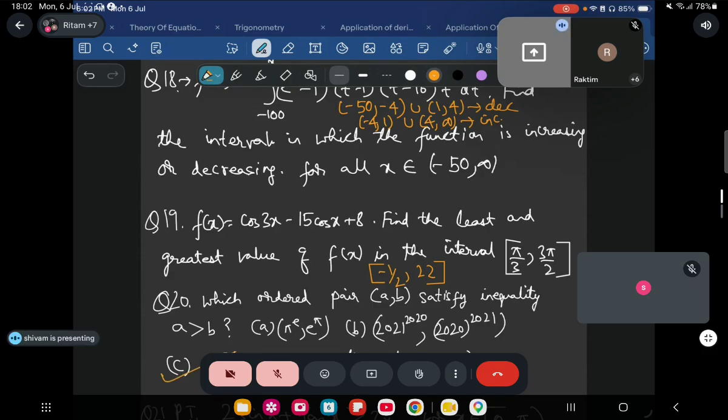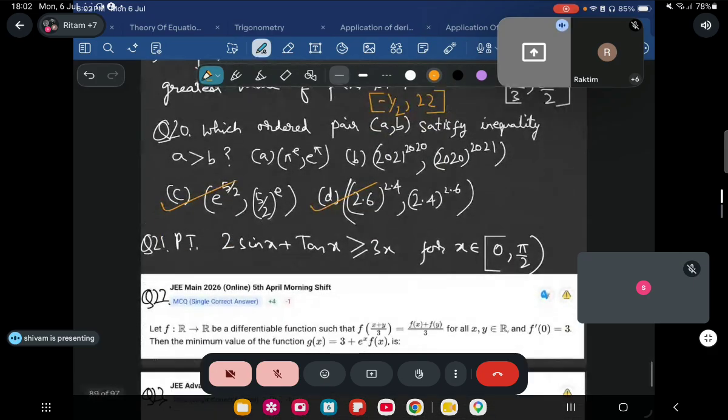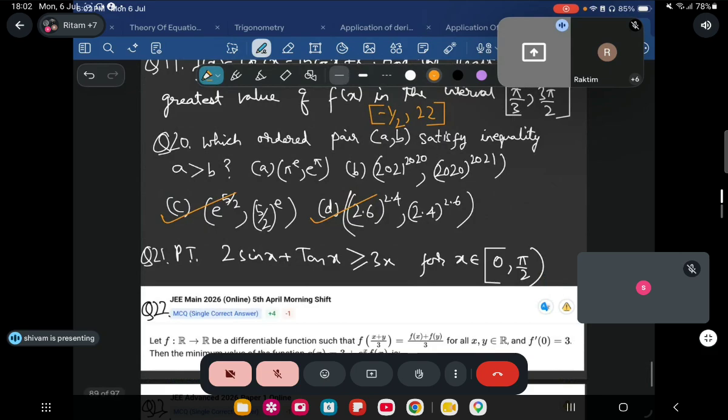Number 20 is C and D. Anyone having any doubt, tell me. Aipsha, Devatri, Raktim, tell me. 21 is a proof problem. Anyone having any doubt, tell me. 22 is x equal to, minimum value is 3 into e minus 1 by e. Avipsha, Devatri, Raktim, Ritam, Sathok, anyone having any doubt, tell me.